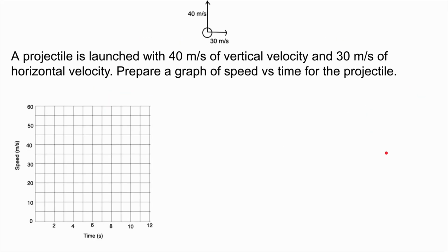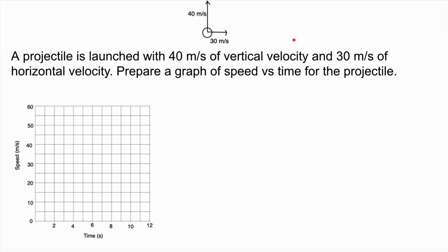Now, let's look at what would happen if I produced a speed versus time graph. And they do like to ask these. So keep in mind, speed is a scalar. It's not a vector. We're just saying, what is the magnitude of your velocity vector over time based on your launch? Okay, so if I launch it at 30 horizontally and 40 upwards, let's just see what we'd get.